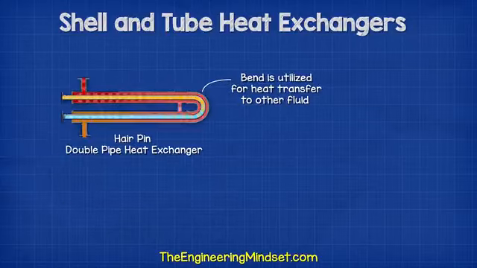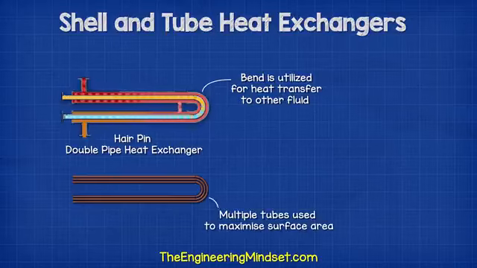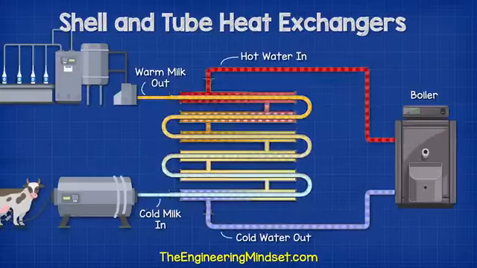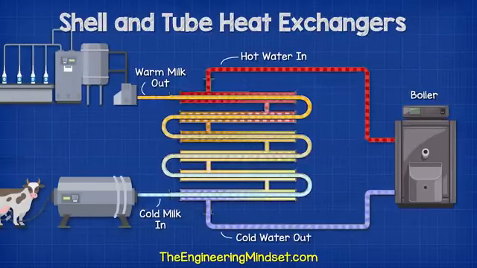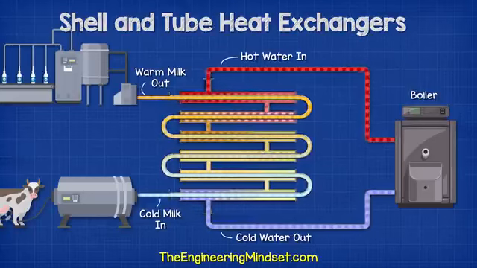Other designs like this hairpin type heat exchanger, which are often found in oil refineries, will encapsulate the bend to fully utilize the surface area for heat transfer. This version normally uses multiple tubes to maximize the surface area and thus increase the heat transfer, although this will also increase the resistance. These are a fairly simple heat exchanger design and are very common particularly in food processing as well as pharmaceutical production.